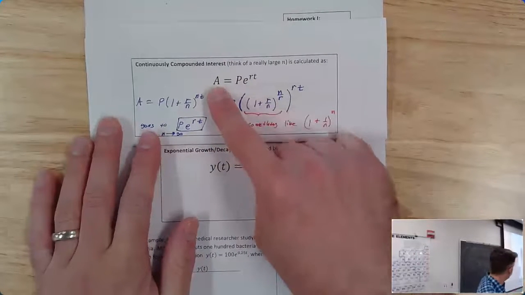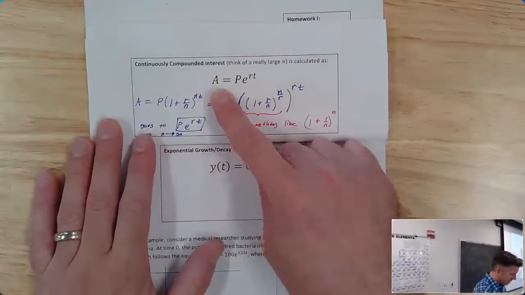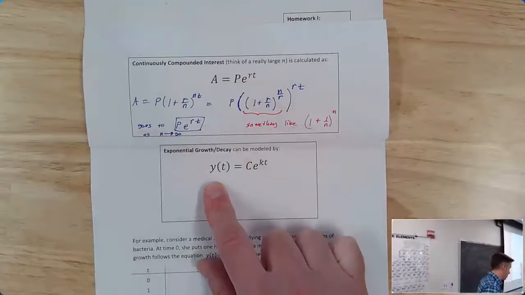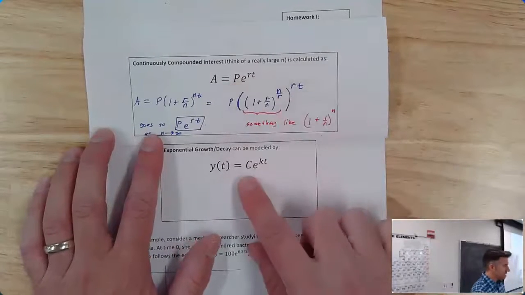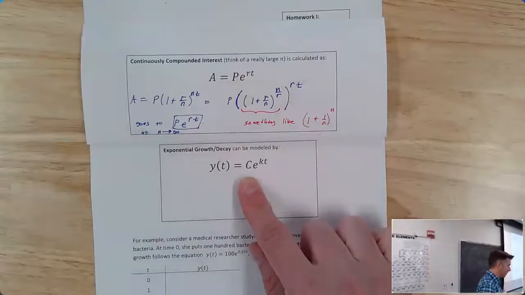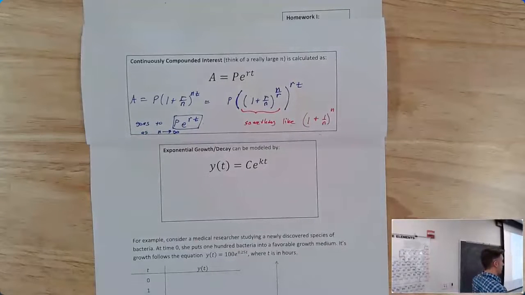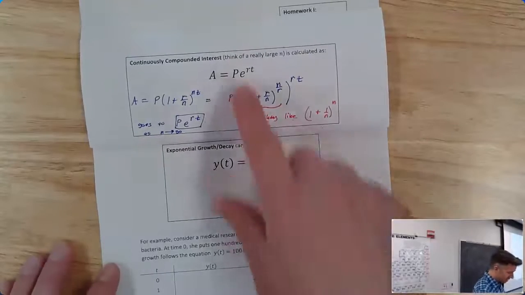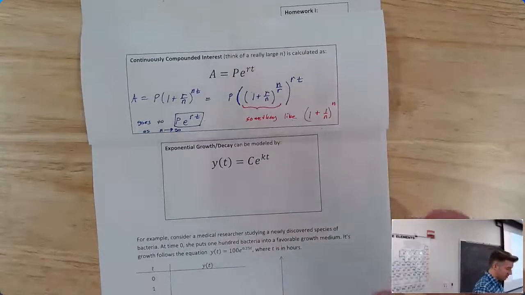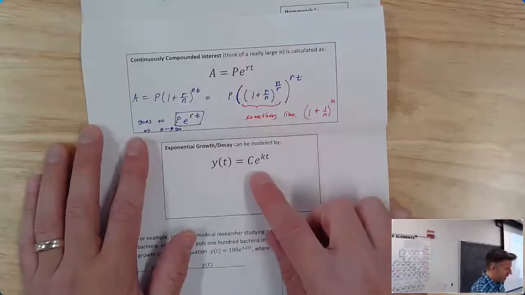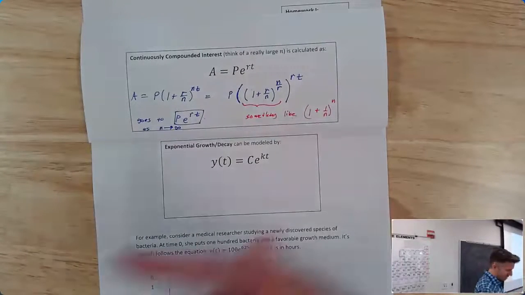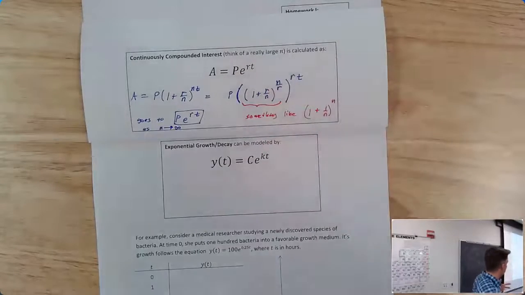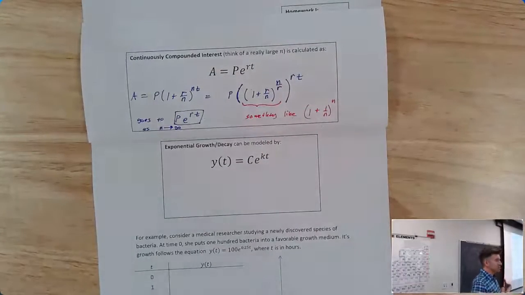Here, A is the amount of money you have after so much time. Here, y of t is the amount of stuff you have after so much time. Here, P is the principal that you're starting with. Here, C is your initial amount of stuff, your beginning value, your initial population, or the initial amount of radioactive material you have. e is still e, approximately 2.7. Here, r is the interest rate. Here, k is more generally the rate of growth, which we'll talk more about how you find. And then lastly, t is still t, time. So these two equations really are the same. People just use different letters for them.